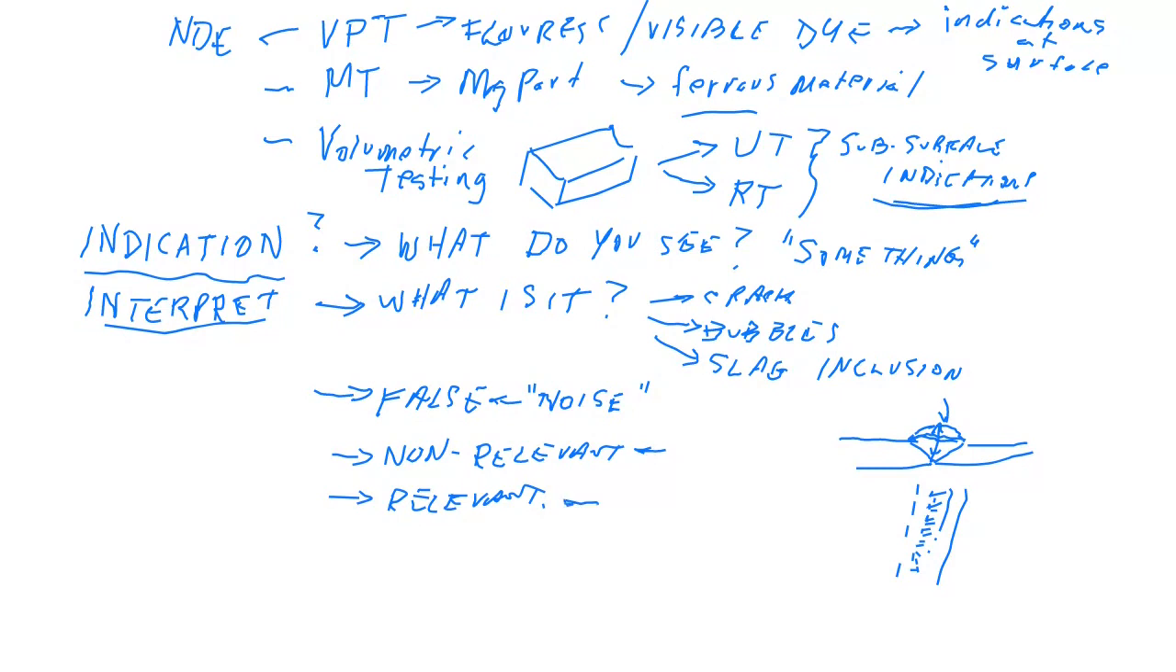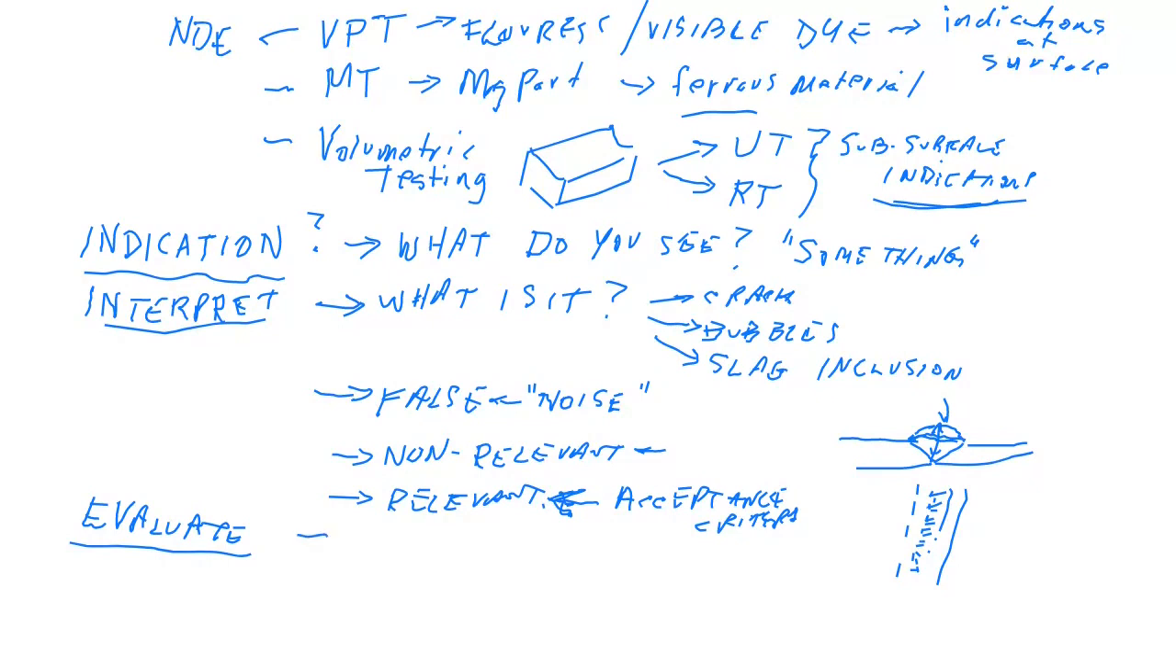But the relevant indication is the one that we really want to find. The relevant indication is a crack, and it went all the way to the surface of the material. That's a problem. So what we're going to do to determine relevancy is we need a set of acceptance criteria. And really what I should do is kind of put down the next step. If we've got a relevant indication, then we need to evaluate this indication. So how do we evaluate it? Well, we've got a set of acceptance criteria.